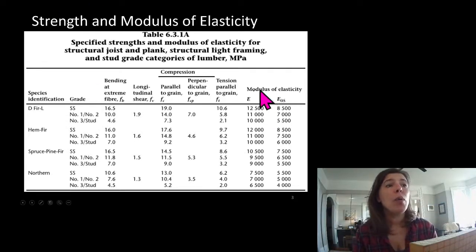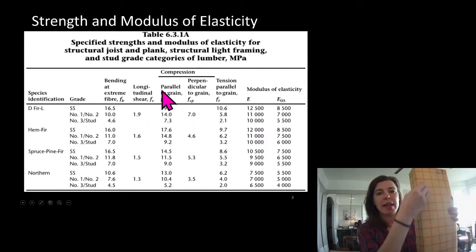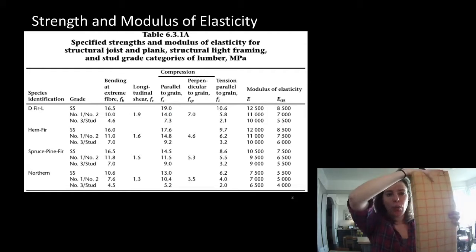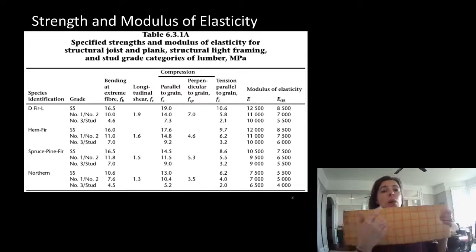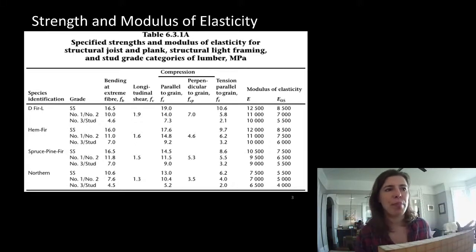Compression, we were worried about compression parallel to grain, because it was like we had a series of straws here, and we were worried about pushing on it. So now we will be looking at the bending at the extreme fiber in MPa. So this is the maximum stress we possibly want to see here and here. And if we hit it here and here, we'll be fine everywhere else through the depth of it.